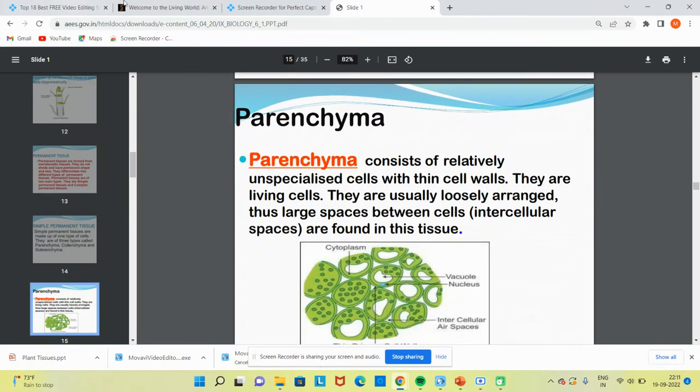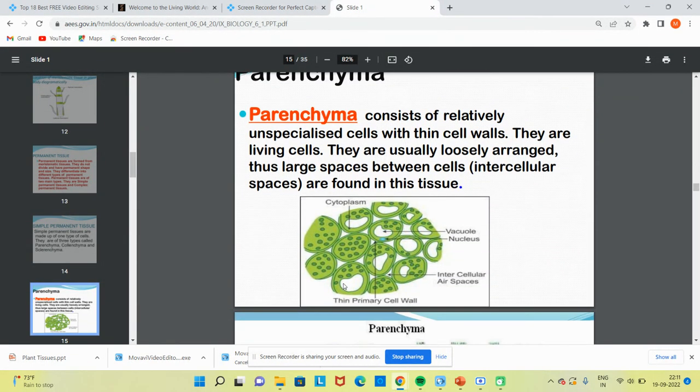So parenchyma means it consists of relatively unspecialized cells with thin cell walls, and they are the living cells, and they are usually loosely arranged. Thus, large spaces between the cells, that is with intercellular spaces, are found in these tissues. So, these are the examples for parenchymatous cells.